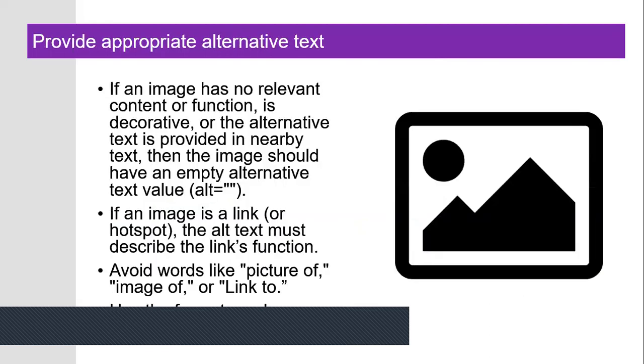If the image is a link or a hotspot, the alt text should describe the link's function. When writing alt text, you should avoid words like picture of, image of, or link to in your alt text, as the screen reader provides this information. Usually when a screen reader user encounters an image, the screen reader will say something like graphic, and then it will read aloud the alt text. So graphic, puppies dancing, graphic, Denny chimes, and so on. So you just don't need the words picture, image, and so on. It's repetitive. You should also use the fewest words necessary.